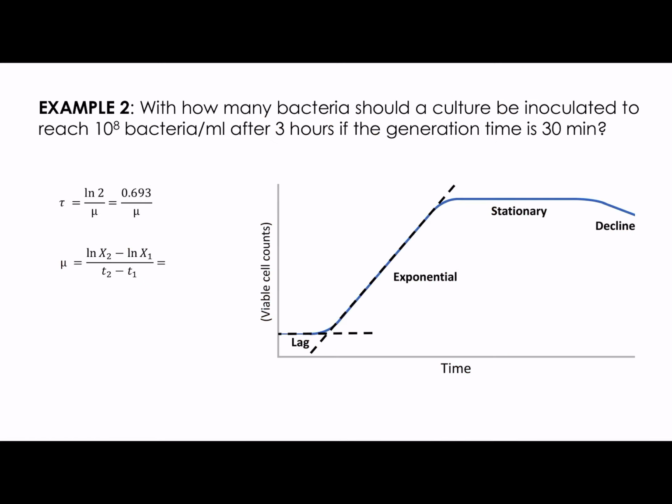All right. Example 2. With how many bacteria? Same thing. We've said bacteria, cells, or your culture. With how many bacteria should a culture be inoculated to reach 10 raised to power 8? So this, we can take that as our x2. After 3 hours, if the generation time is 30 minutes, so that is a tau. So we've been given those two.